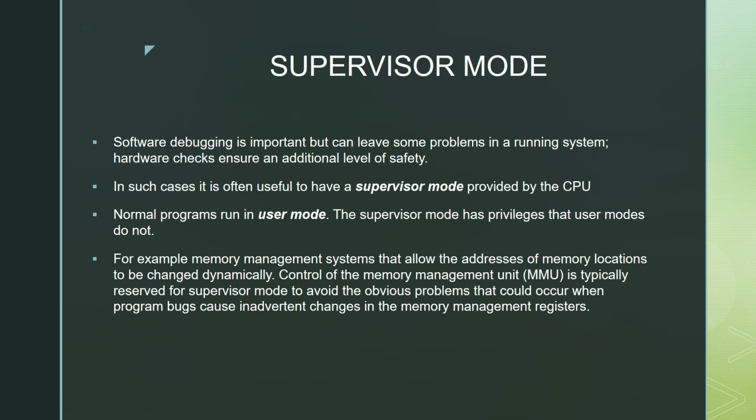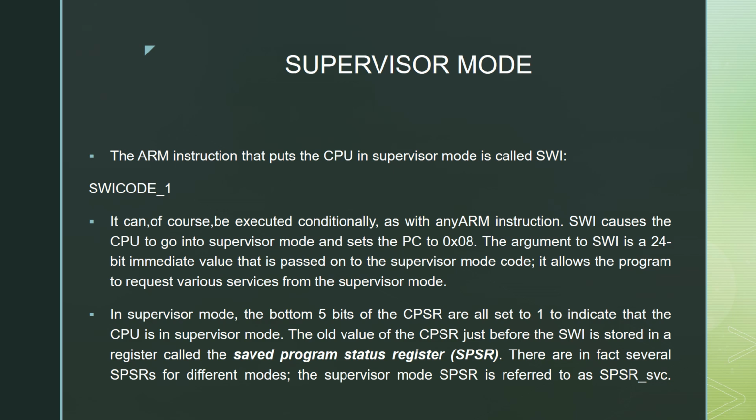For supervisor mode, the CPU will execute SWI code 1. Here the SWI causes the CPU to go to the supervisor mode and saves the current PC address into the R14 register. The argument, that is code 1, is a 24-bit immediate value that is passed on to the supervisor mode code. It allows the program to request various services from the supervisor mode.